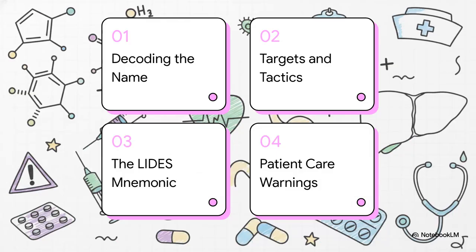Here's our roadmap for today's explainer. We'll hit 4 key stops. First, decoding the name. Second, targets and tactics. Third, the LIDES mnemonic. And finally, patient care warnings. We're keeping it simple so you can focus purely on retaining the facts.